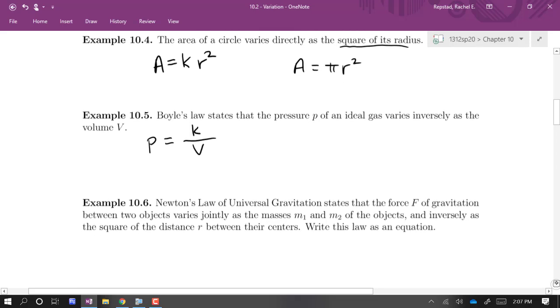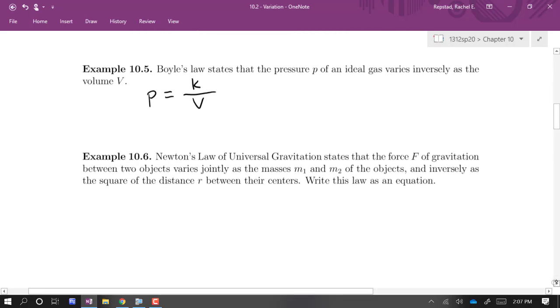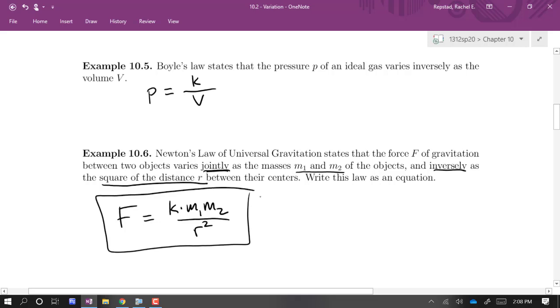And then another formula from physics here, Newton's law of universal gravitation, says that the force of gravitation between two objects varies jointly as their masses m1 and m2, and inversely as the square of the distance between their centers. So we can write this as an equation. A variation equation can involve more than one kind of variation. So the force varies jointly as m1 and m2, so some constant k times m1 m2, and inversely as the square of r, so we divide by r squared. And there is the law of universal gravitation.